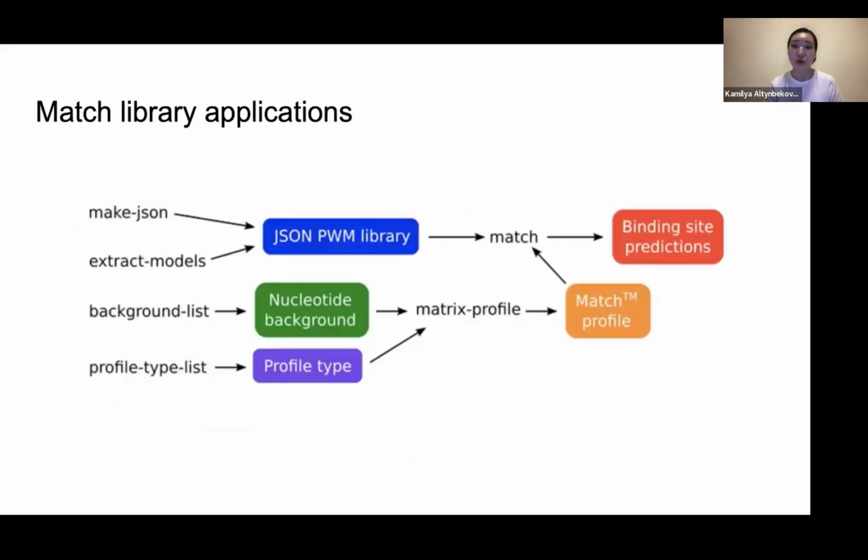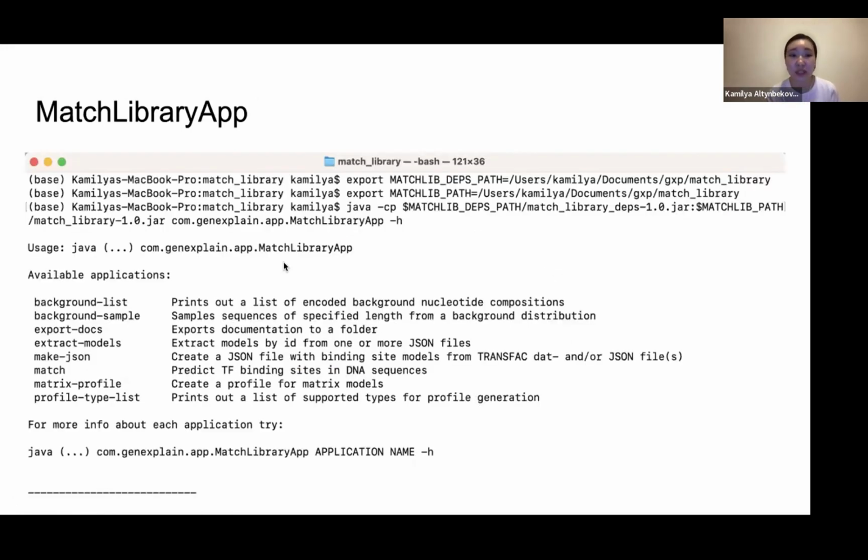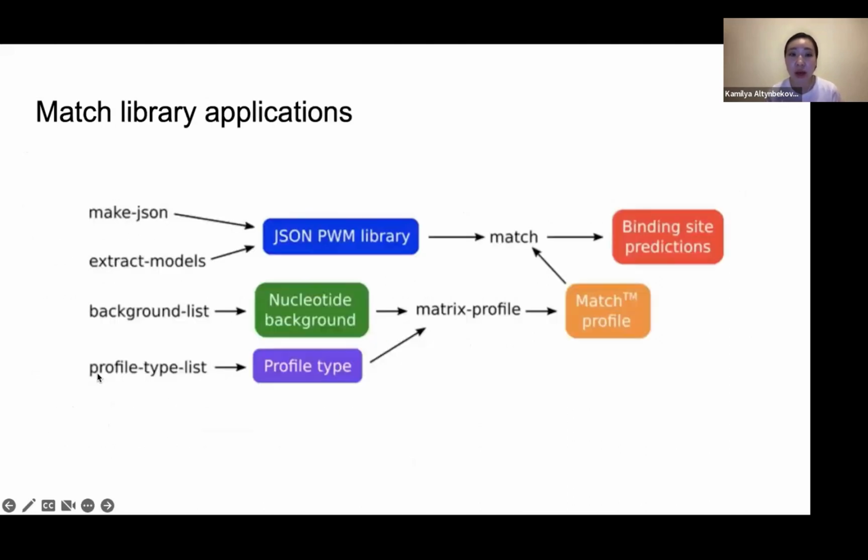But just before going there, you'll see that here I printed the available applications within this match library, and you see that there are actually different sub-programs, some small applications within the library, to do some specific tasks in preparation for running the main match tool. So why are there several tools? Why might you need to use some of them?